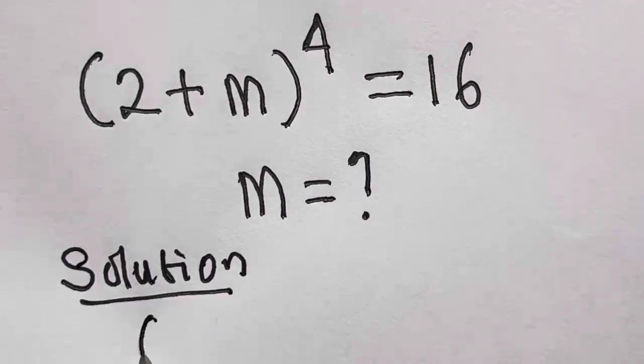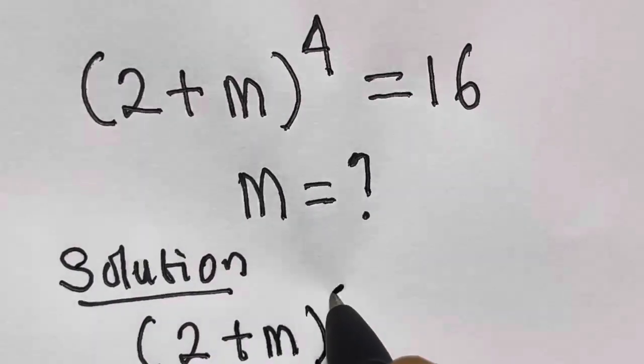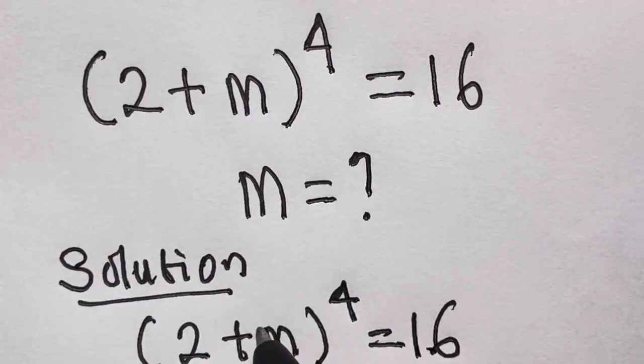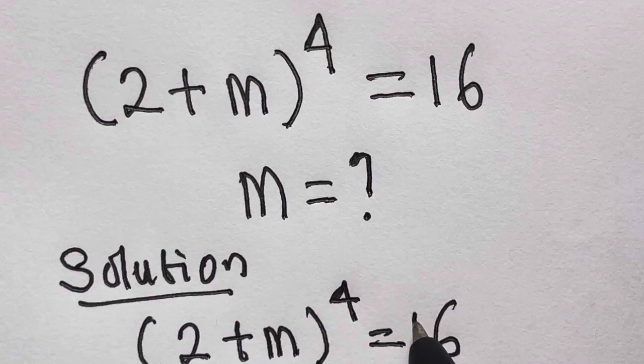We have (2 + m)^4 = 16. But if you look at this, you will observe that it has a degree of 4, which makes it a quartic equation, and therefore we will be obtaining 4 solutions for the equation.